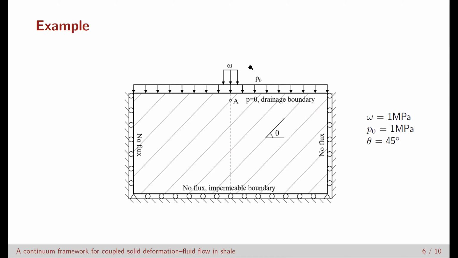We use 3 different material models, including an elastic material and a normally consolidated shale where pre-consolidation pressure is 1 megapascal, and then over-consolidated shale with an over-consolidation ratio of 2. We will report the ground settlement as well as the evolution of pore pressure at point A here.